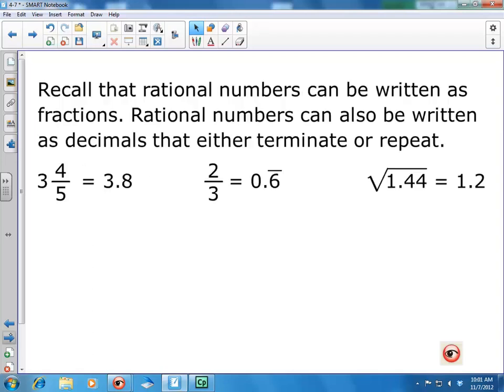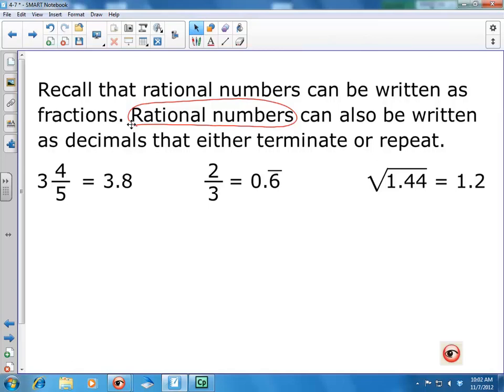All right. This slide, you don't have to write down this whole thing. Mostly what I'm concerned with is the rational numbers. Okay, write rational number down and then copy down these examples. That way you have examples of rational numbers. But it says, recall that a rational number can be written as fractions. Rational numbers can also be written as decimals that either terminate or repeat. And it gives us an example of our rational numbers.